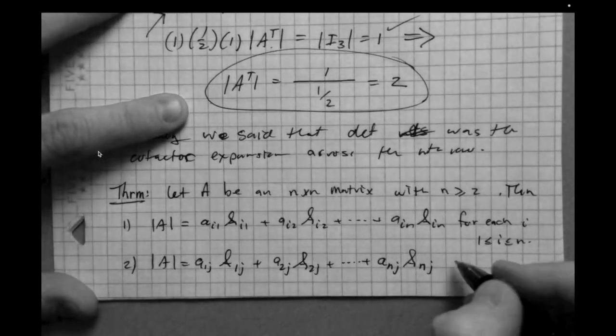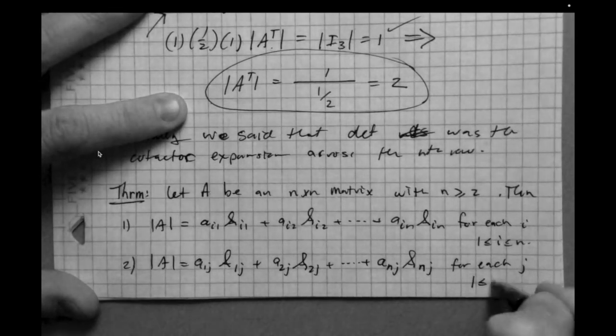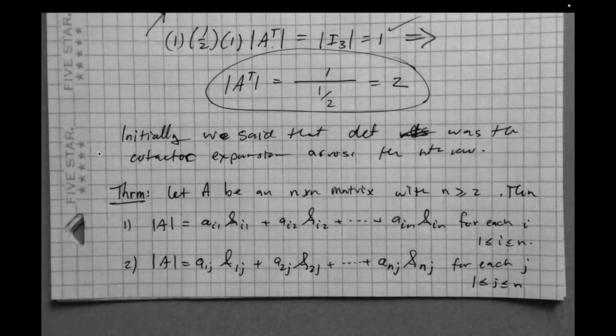Okay, and this is for each j, 1 less than or equal to j, less than or equal to n. So you can also do it across the columns. Works the same way. All right. So I think we definitely mentioned this before, but I don't think we elaborated on it. Let's go ahead and do a nice example showing this property.